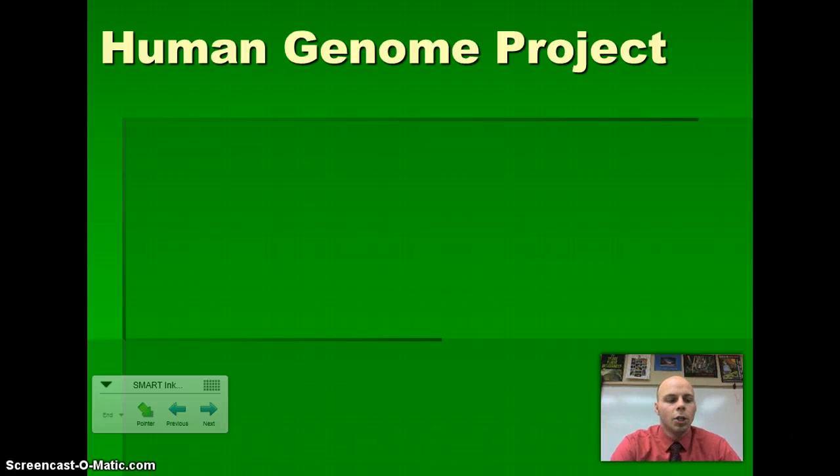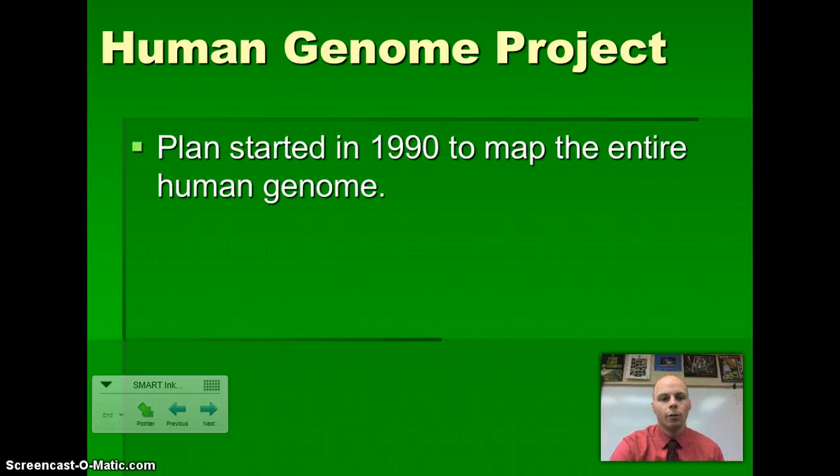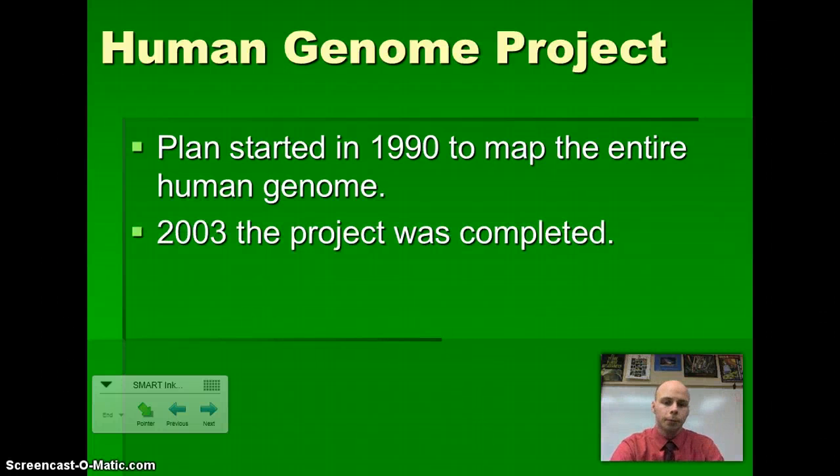The Human Genome Project was a project that scientists undertook in order to figure out and map the entire sequence of DNA inside each of your cells. They started this in 1990 and finished in 2003. While they were doing this, they found the sequence of all 46 chromosomes.